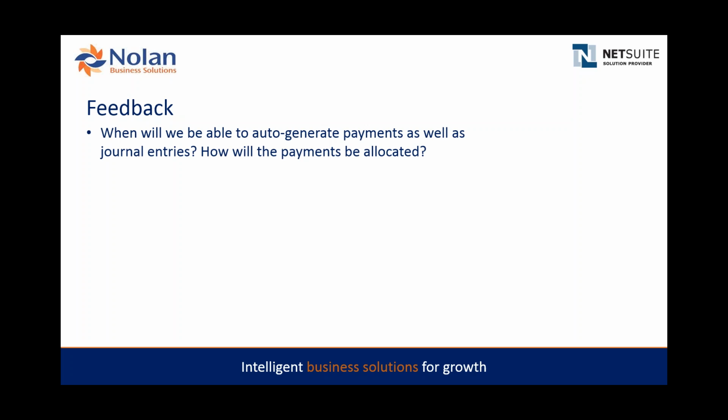So let's look at our first piece of feedback. People say, when will we be able to auto-generate payments as well as journal entries, and how will the payments be allocated? So this is a feature that we've been meaning to add since we launched the product, but it's taken some time to get there. But what I can tell you now is we're actually in a place where we can now allow users to create customer payments as part of the auto-gen procedure and allocate them against the transactions in NetSuite.